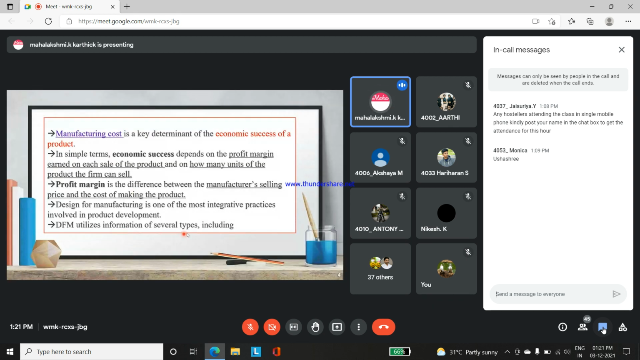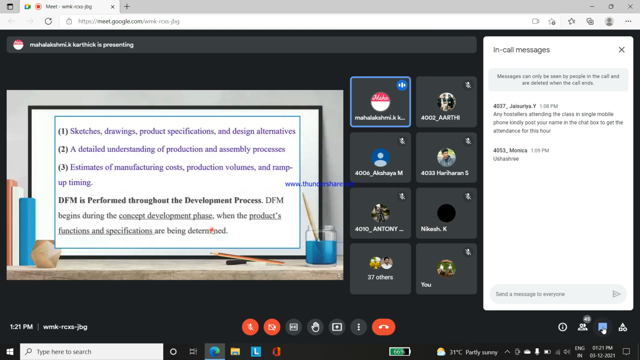DFM utilizes information of several types. These are the information included in it. DFM is performed throughout the development process, as I have already told, starting from the product development planning stage, concept stage, architecture stage, industrial design stage. DFM begins during the concept development phase itself.